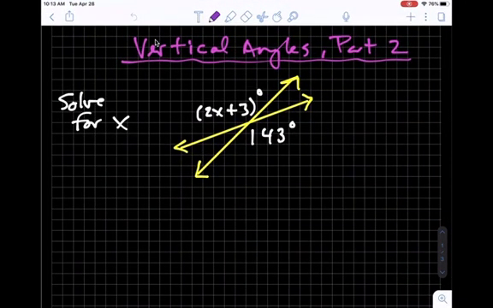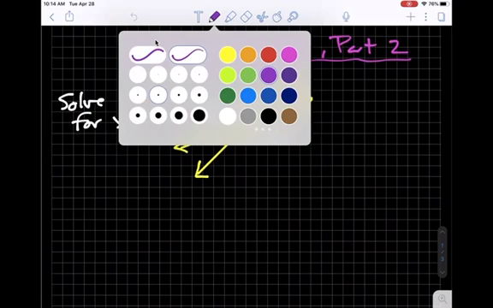Hey everyone. So let's talk about vertical angles and how we solve problems with them. We now know what they are, and we know that vertical angles are equal to each other. So we're going to use that information to solve some problems.